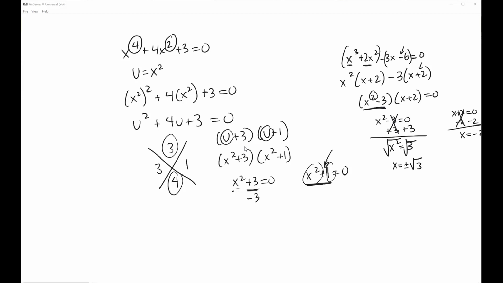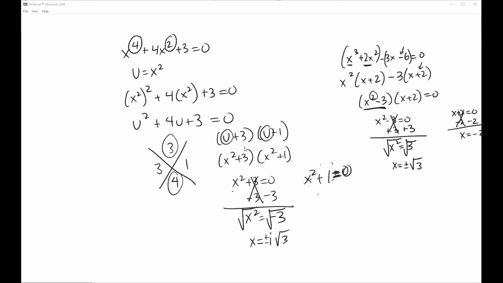Let me erase this. So we subtracted 3 on both sides here. x squared is equal to negative 3. Then we square root both sides. x is equal to i, it brings the negative out, and then it's radical 3. It's going to be a plus or minus here.